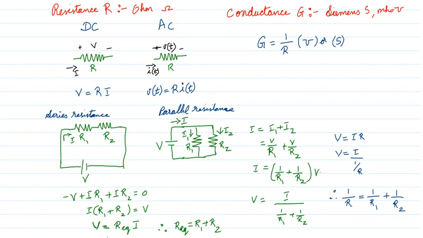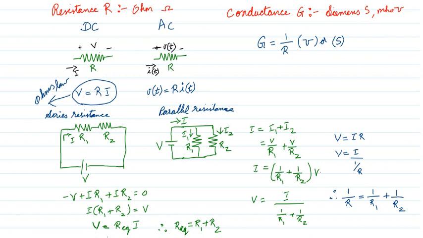Now for a resistance, the voltage is related by V equals I R. This is called Ohm's law. And for an AC circuit, it is v(t) equals R times i(t). It is the same for both AC and DC.